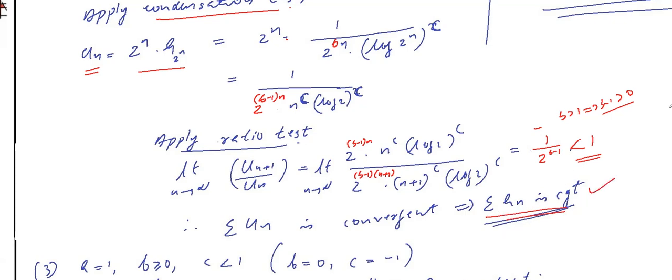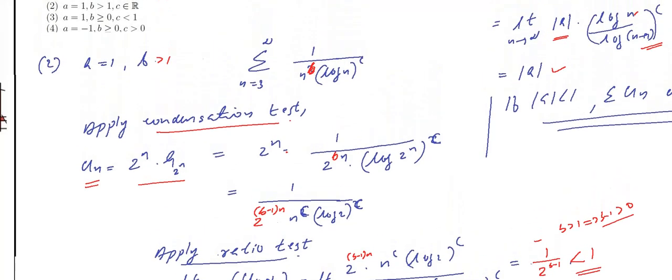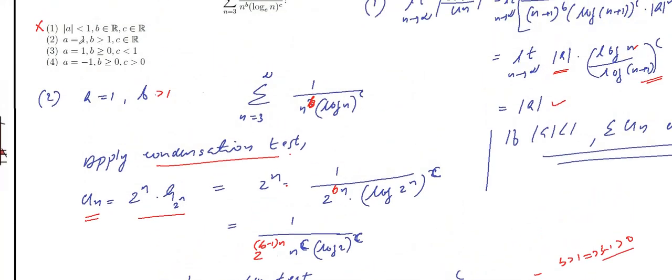Okay, so that is what our idea is. So for the second case also, whatever be the value of this one, it converges. If these conditions are satisfied, the series will be convergent. Okay, so that option is wrong.